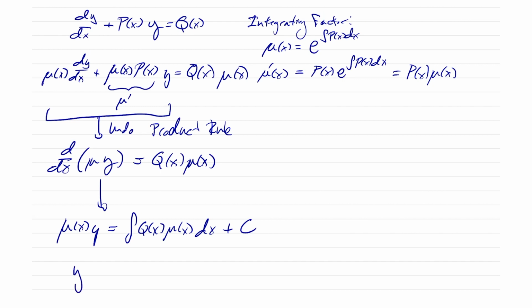And then finally, our general solution is going to be 1 over mu of x times the integral of q of x times mu of x dx plus c over mu of x, right? And so this is the general procedure. And this just becomes routine after you do it enough. So let's go ahead and take a look at a couple of examples.